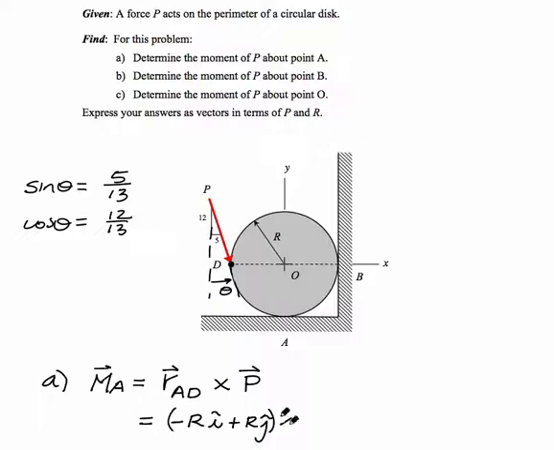That gets crossed with the vector P, which I was going to write down but forgot to, so let me write it down here. P is going to be equal to P sine theta in the I and minus P cosine theta in the J. So that load therefore becomes 5 over 13 P in the I and minus 12 over 13 P in the J.